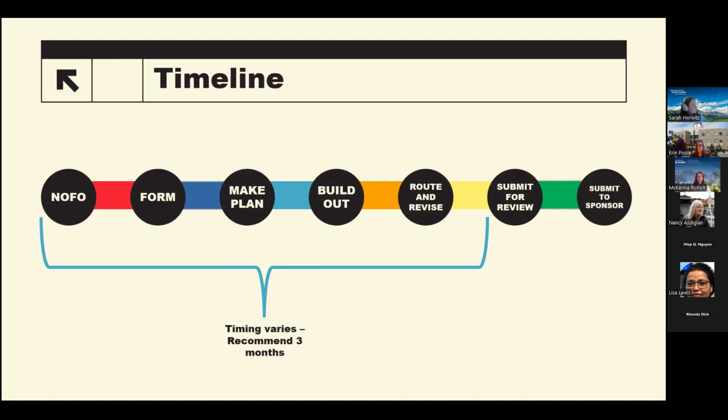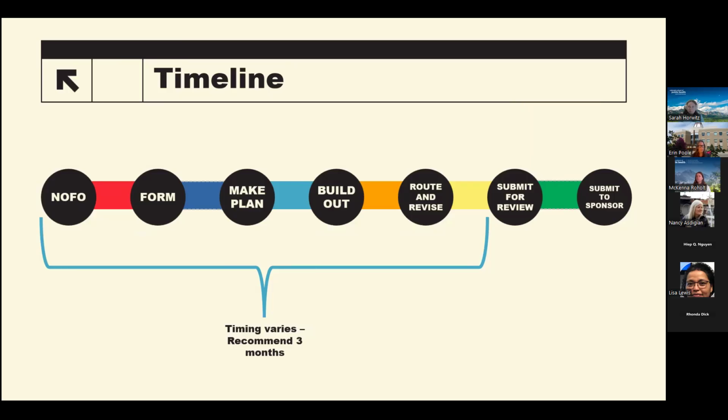So now we just want to take a look at the timeline for the final stages of the proposal. So this slide provides general guidance about timelines for the proposal process, from when you identify your opportunity to when you're ready to submit for review. It's going to take about 3 months.